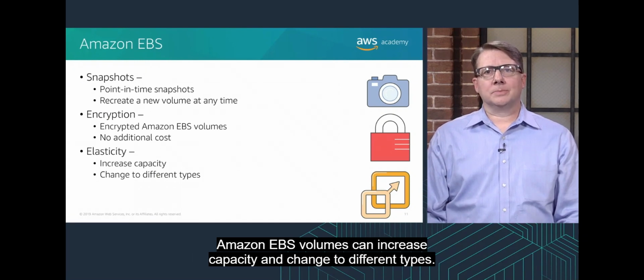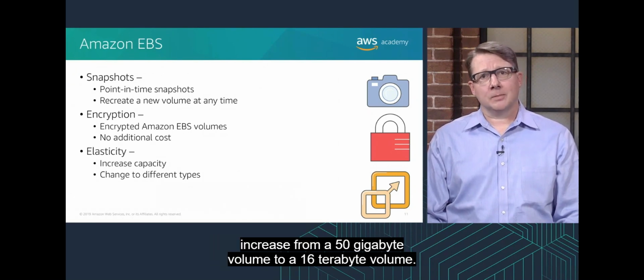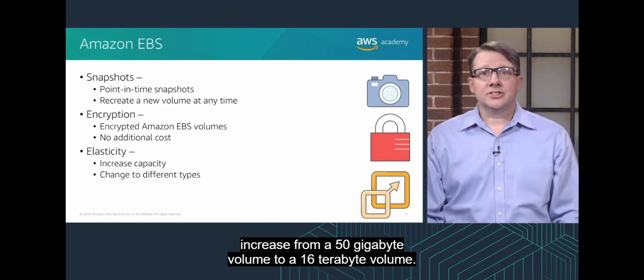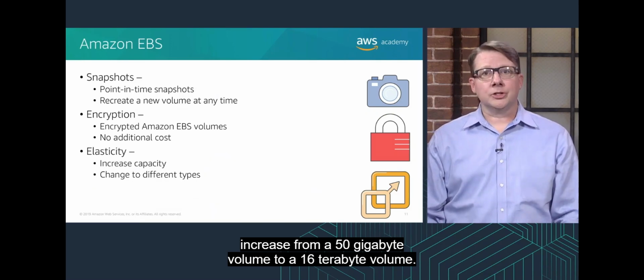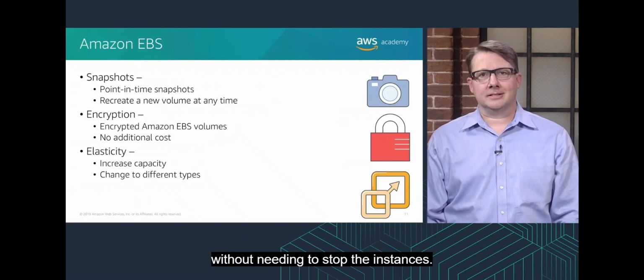As your company grows, the amount of data stored on your Amazon EBS volumes is also likely to grow. Amazon EBS volumes can increase capacity and change to different types, so you can change from hard disk drives to solid-state drives, or increase from a 50 GB volume to a 16 TB volume. You can do this resize operation dynamically without needing to stop the instances.